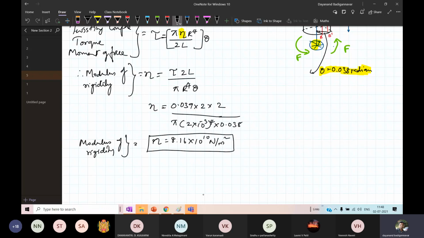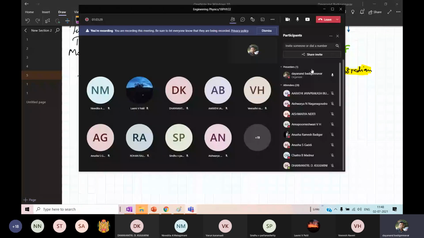So I shall stop here itself. In the next class, we shall start the new module on Monday. Module number 3, optical fibers, a very simple one. And after that, we'll go for electromagnetics and wave propagation. So I shall stop here itself.